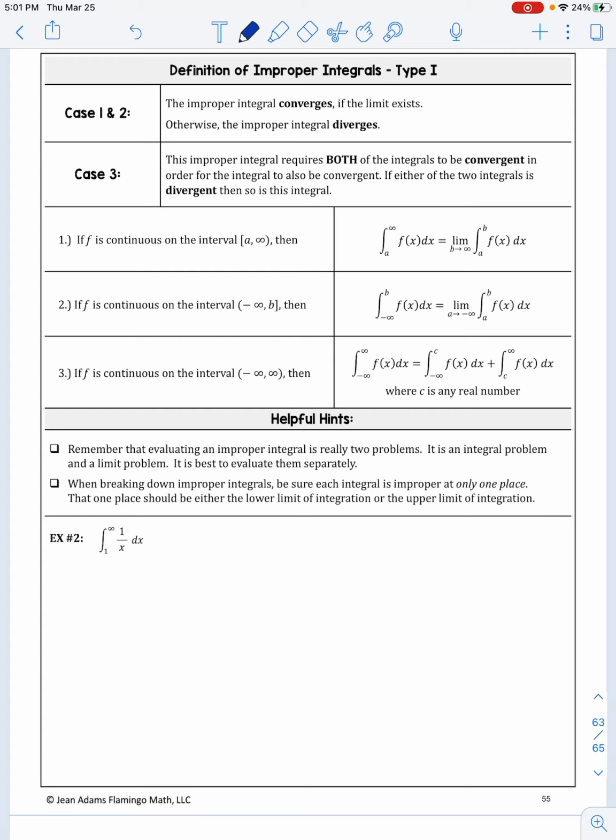the definition of improper integrals type 1. Underneath type 1, you have a couple of different things. You have case 1 and 2, which is the improper integral converges if the limit exists. Otherwise, the improper integral diverges. And case 3, this improper integral requires both of the integrals to be convergent in order for the integral to also be convergent. If either of the two integrals is divergent, then so is this integral. Okay, so let's look at the 3 cases. Number 1, we have an integral going from a constant a to infinity, okay?